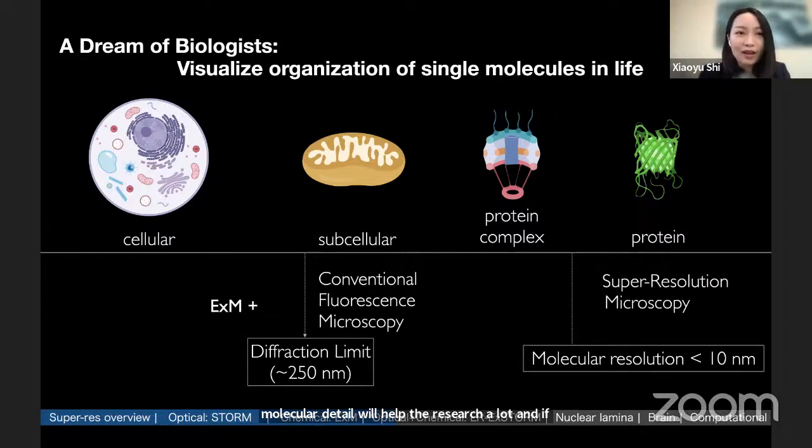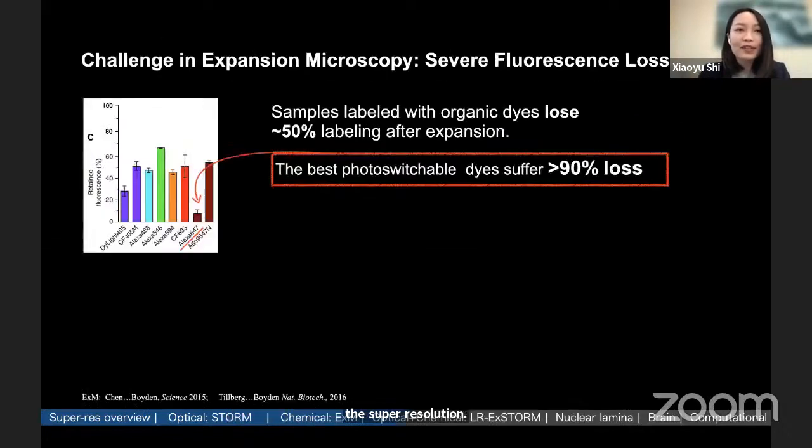However, when we start to combine the super resolution optical approaches with expansion microscopy, problems happen. We found there is a severe challenge in expansion microscopy. That is very serious fluorescence loss after all these procedures.